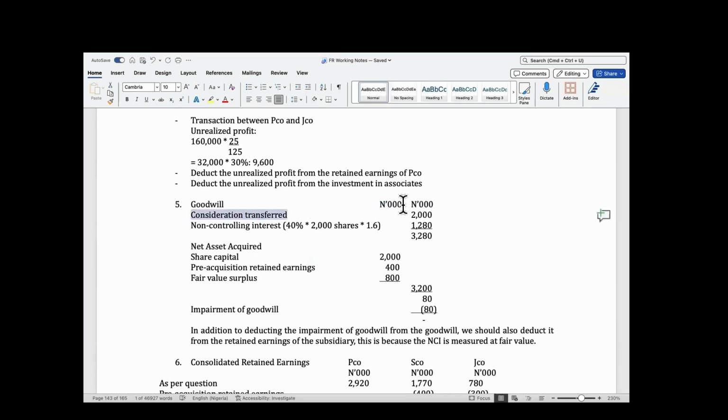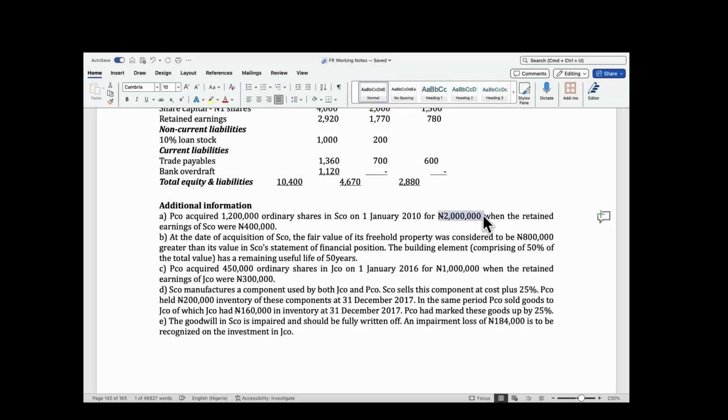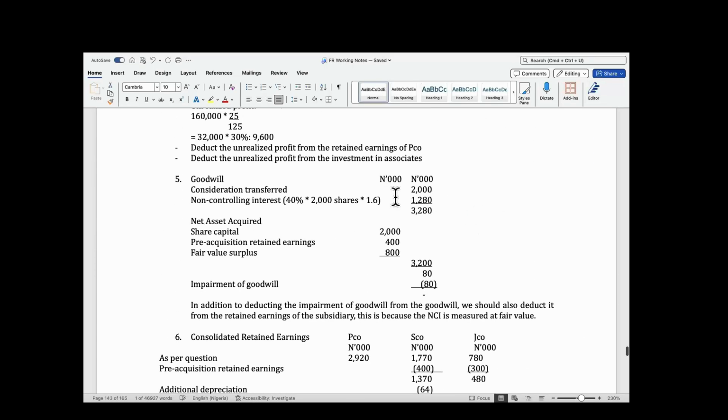For the subsidiary, I paid 2 million. Look at it here. We paid 2 million. The value of the NCI, like I told you, is 40% of 2 million times 1 point. Is it 40% or 30%? It's 40%. So that gives us 1,280. If I add the two together, it gives me 3,280. Cancel it out against the net asset acquired.